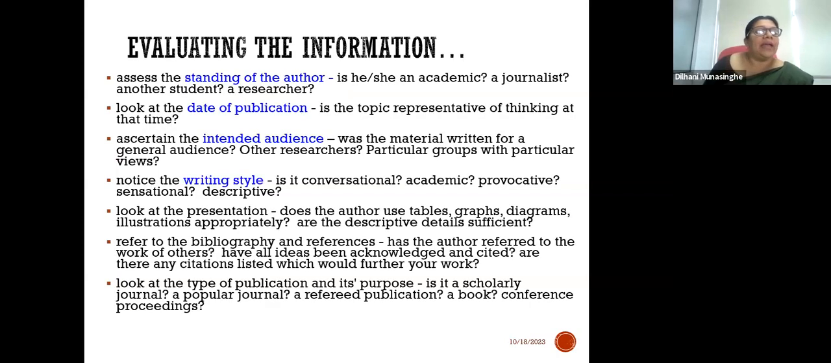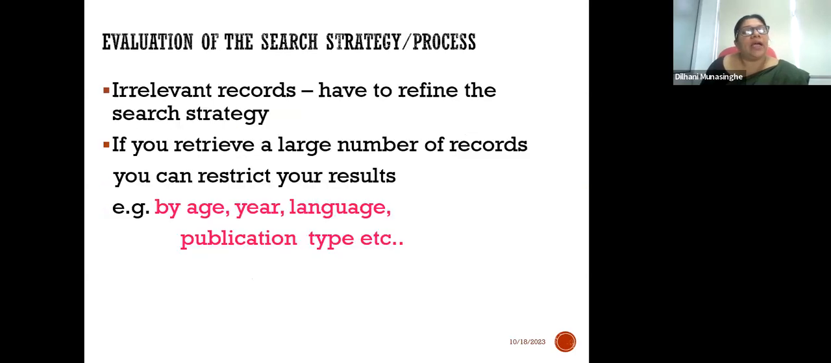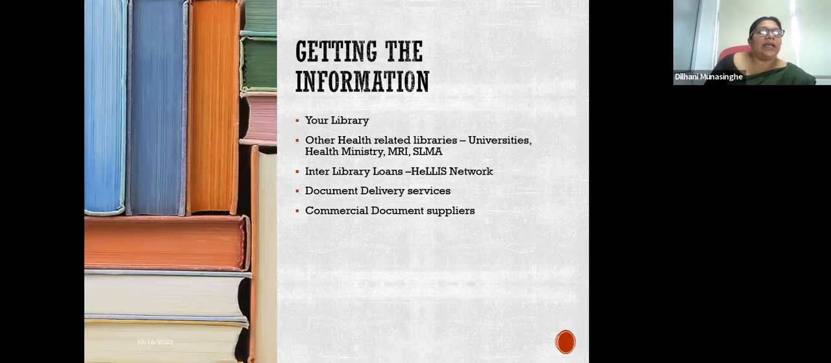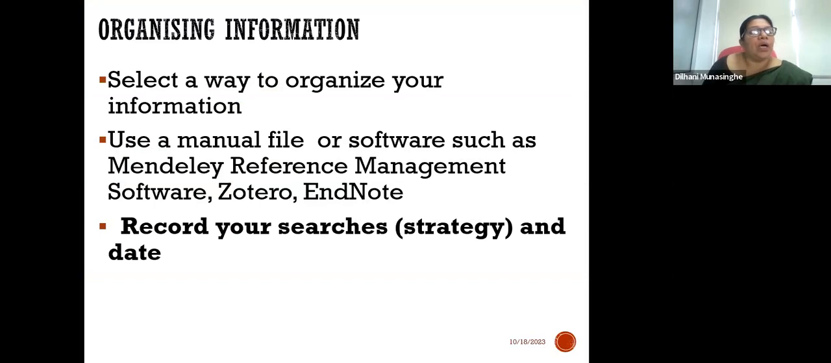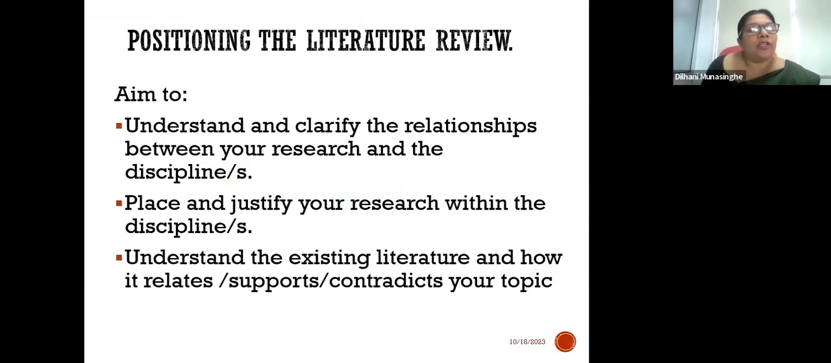Also consider the standing of the author, date of publication, intent and audience, and writing style. Once you evaluate the information source, you can see evaluating information audio and video on YouTube are available on the PGIM library website, so you can see what the criteria are. These are the things you have to think about while you do your literature review and searching strategies. So, shall I move on to the practicals, Ms. Ansamali?